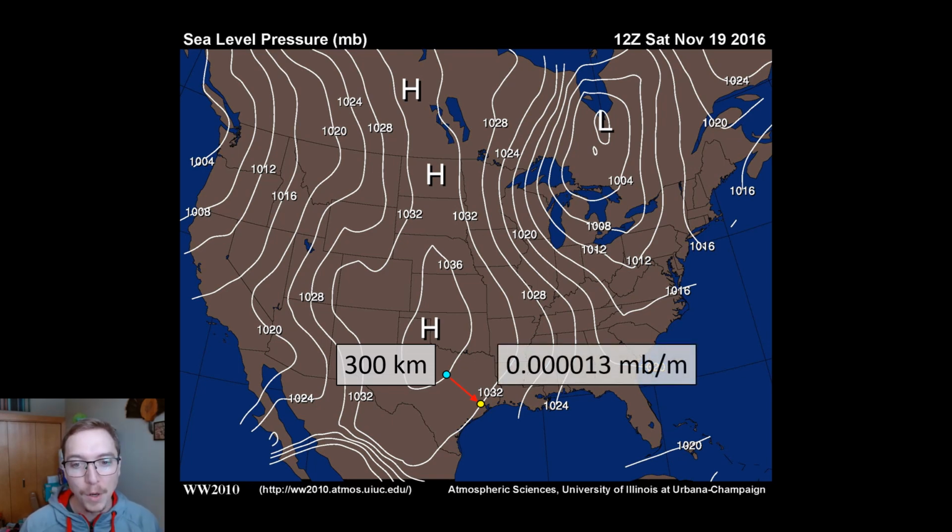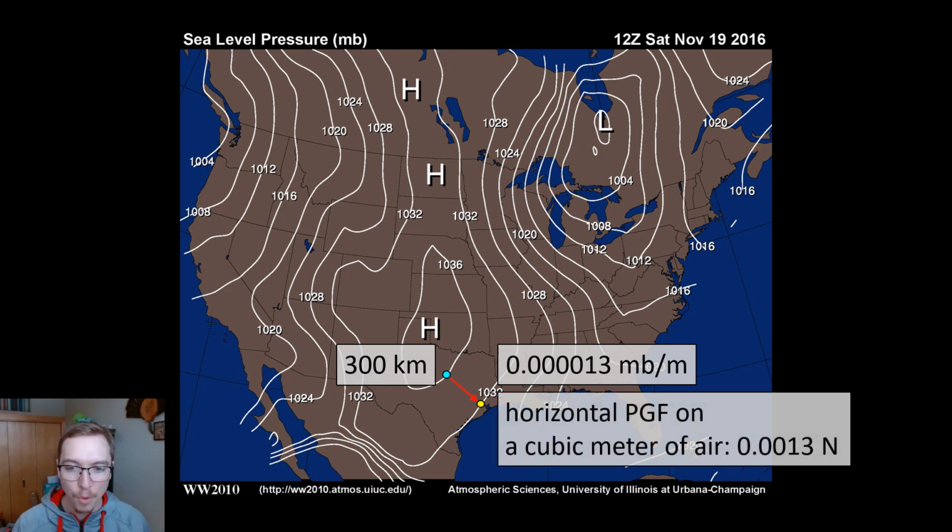And if we were doing this in meters, you'd get 0.000013 millibars per meter. That is our pressure gradient force. Basically what we're saying here is the horizontal pressure gradient force on a cubic meter of air is 0.0013 newtons.